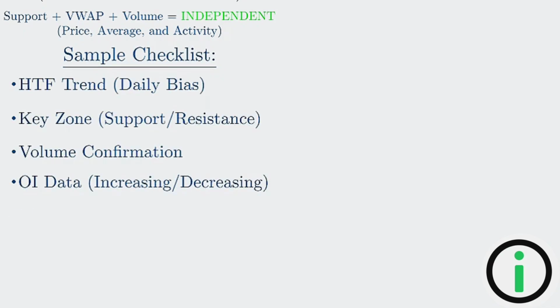Here is a sample checklist you might use. 1. Higher time frame trend for daily bias. 2. Key zones like support or resistance. 3. Volume confirmation. 4. Open interest data. And 5. The position relative to VWAP.